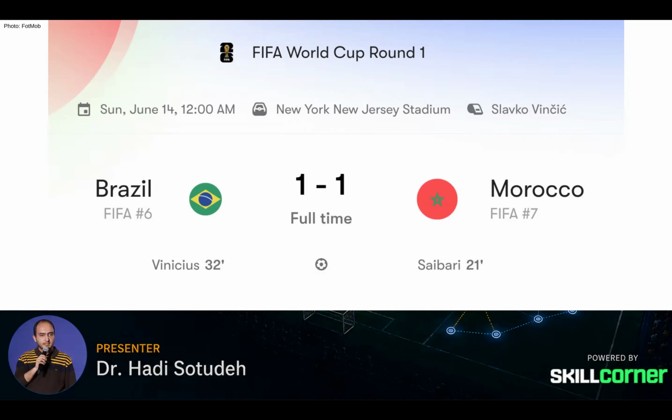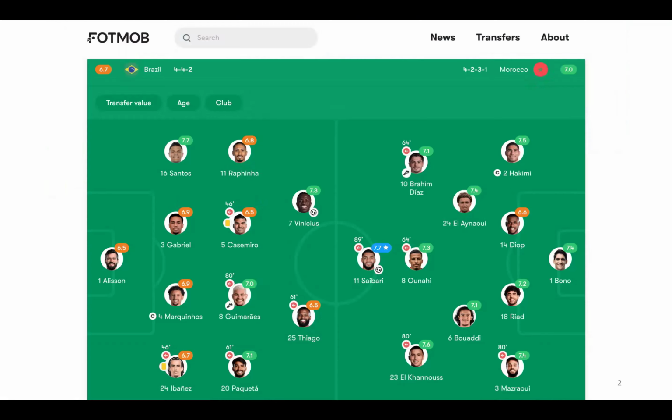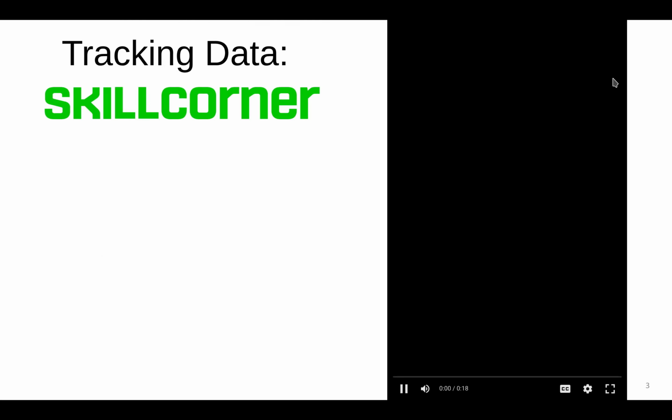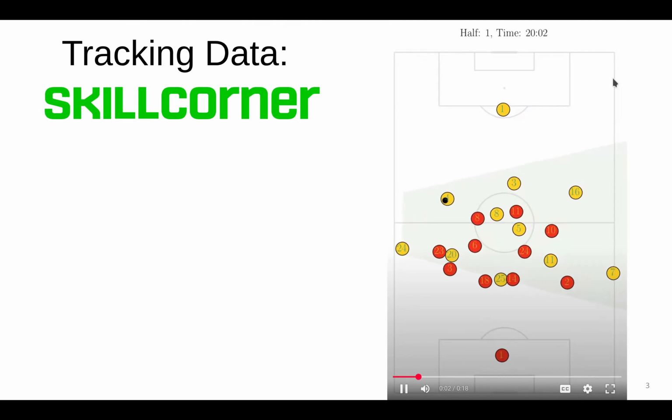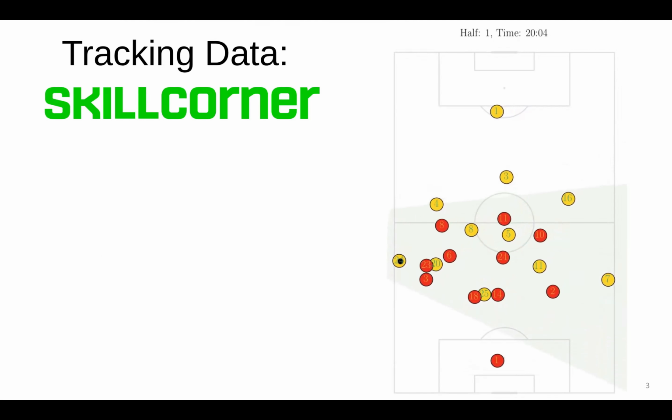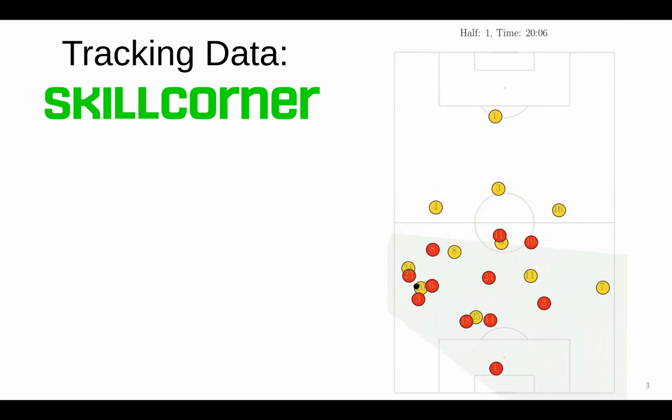We are covering Brazil's match against Morocco, and probably if you watched this match, you saw similar lineup graphics shown on TV or the favorite football app that you use to follow the match stats. For Brazil, on FotMob, for example, you see 4-4-2 was reported as the formation, and for Morocco, they had 4-2-3-1. You are going to use the tracking data provided by SkillCorner, where we have the coordinates of all the players and the ball 10 frames per second to answer that question.